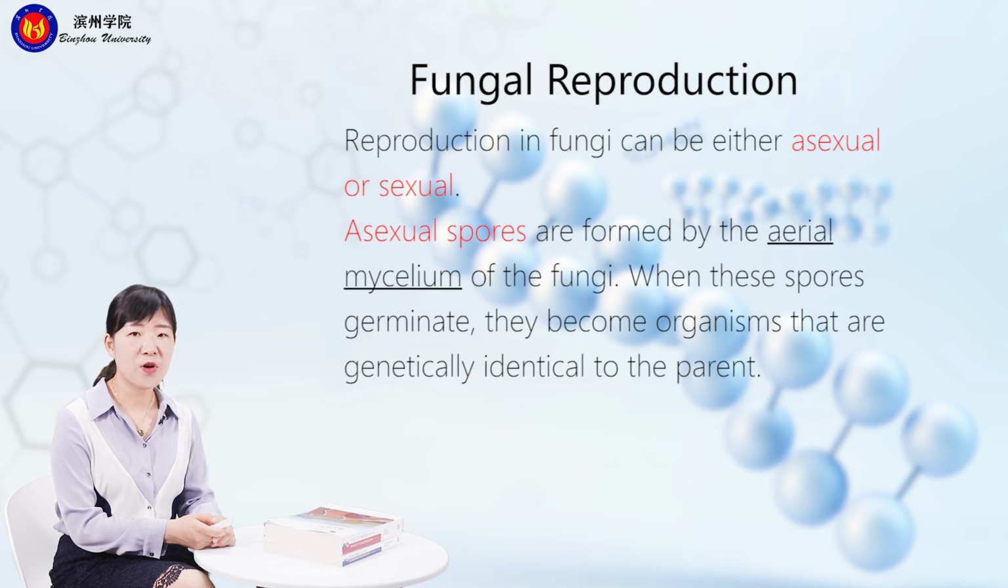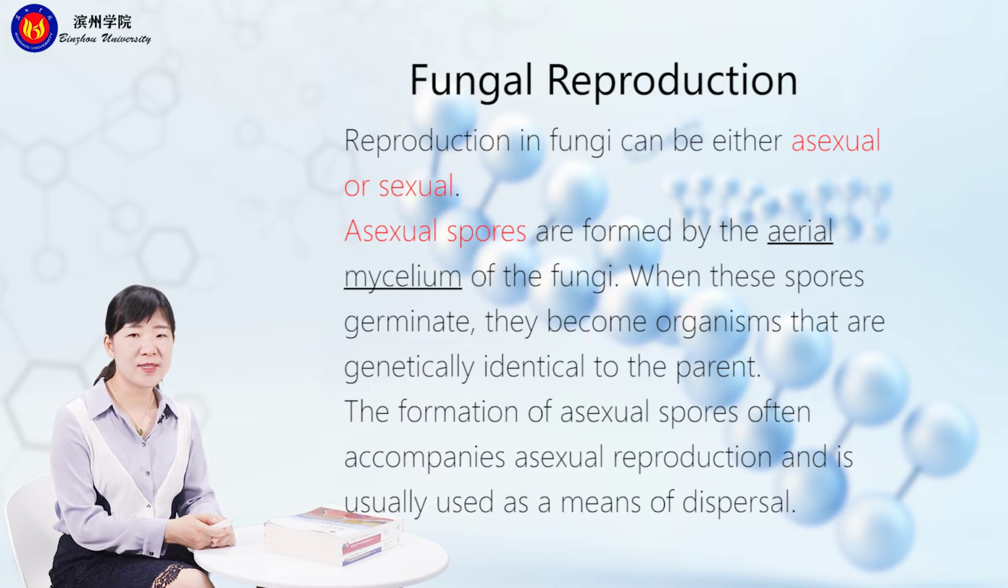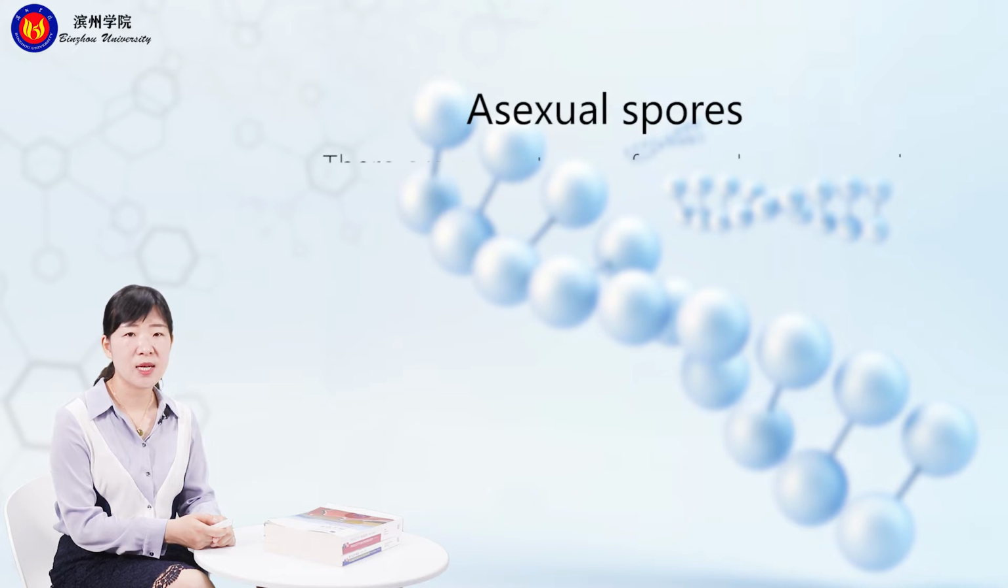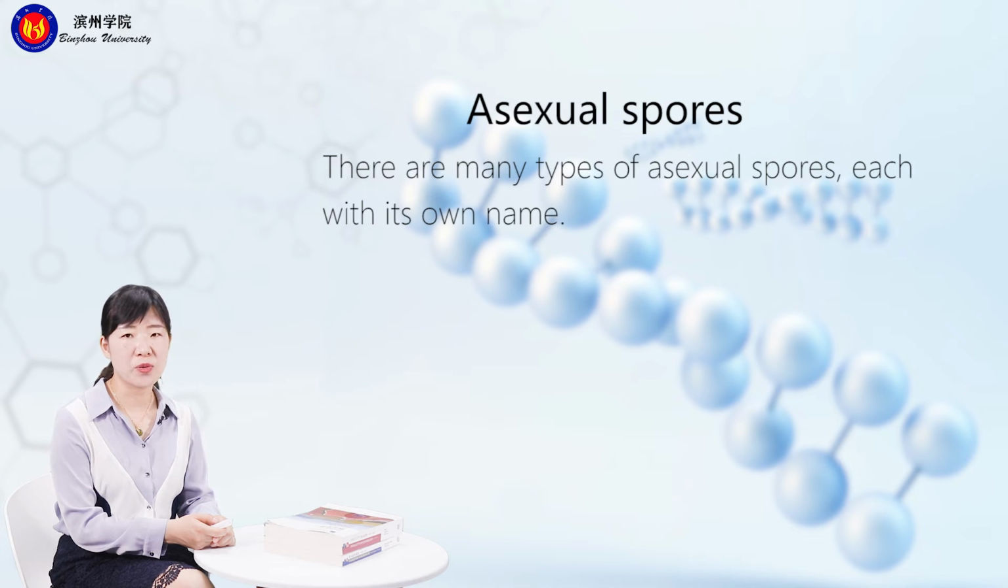Asexual spores are formed by the aerial mycelium of the fungi. When these spores germinate, they become organisms that are genetically identical to their parent. The formation of asexual spores often accompanies asexual reproduction and is usually used as a means of dispersal. There are many types of asexual spores, each with its own name.